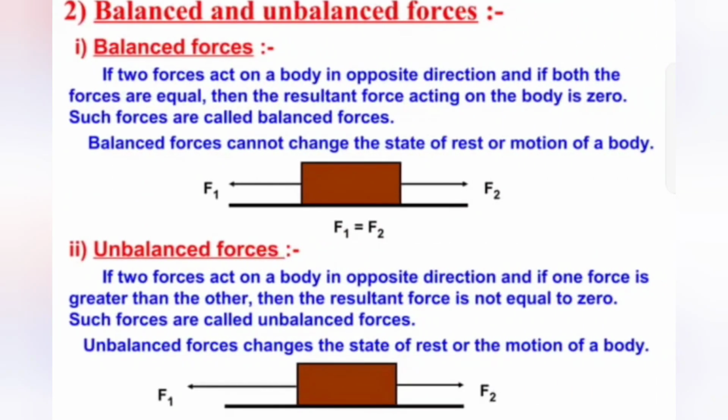Now forces are basically of two types: balanced and unbalanced forces. We'll be dealing with all of those. So what is a balanced force? If two forces act on an object in opposite directions, and both the forces are equal, then the resultant force acting on the body is 0. Such force is called balanced force.